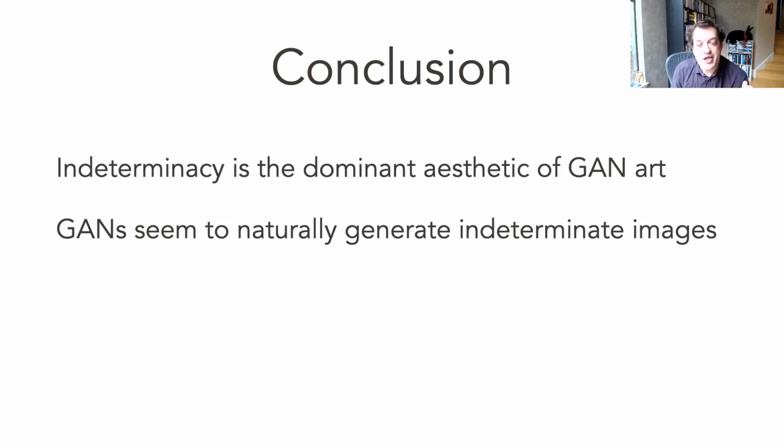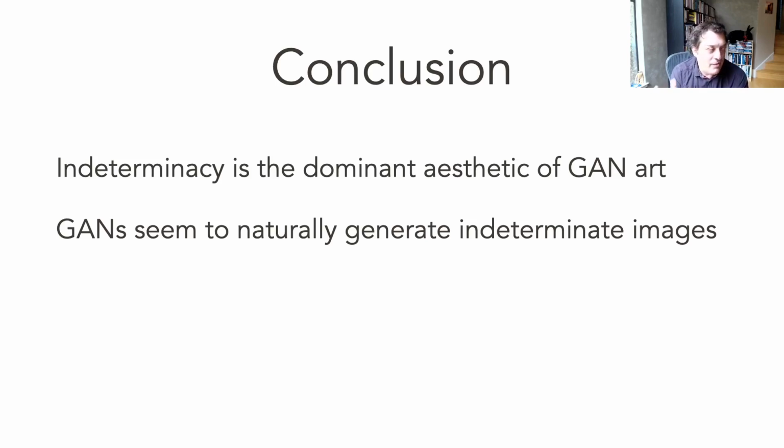So to conclude, indeterminacy, I argue, is the dominant aesthetic of GAN art. GANs seem naturally predisposed to generate indeterminacy, and this is what gives them this look of modern art, this sense of multiple interpretations, which is so valued in modern and contemporary art. I think this comes about because of the ways that GANs can go wrong, making weird arrangements in pictorial space.